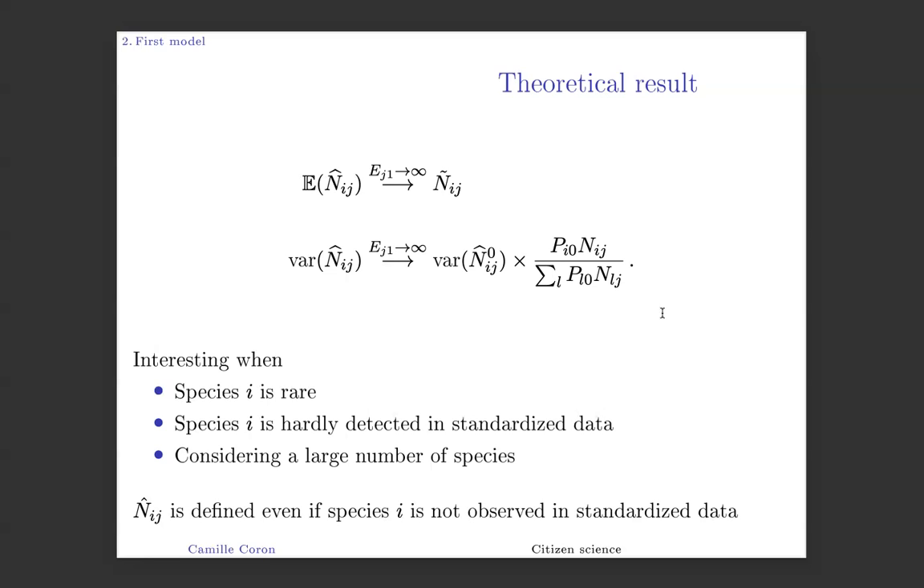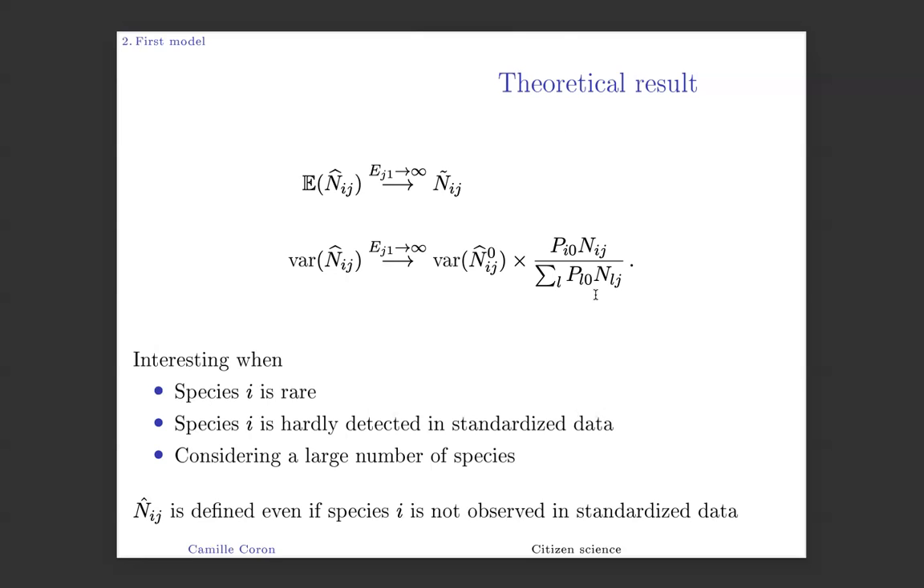It's particularly interesting when the species i is rare, which means that this is very small. Also, when the species i is hardly detected in the standardized data set, which means that pi0 is very small, and also when you consider a large number of species, which means that this term would be very large.